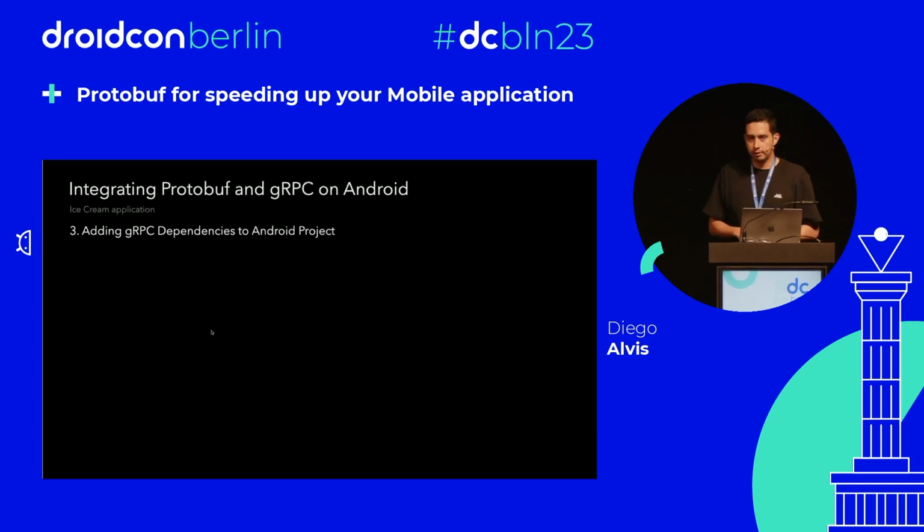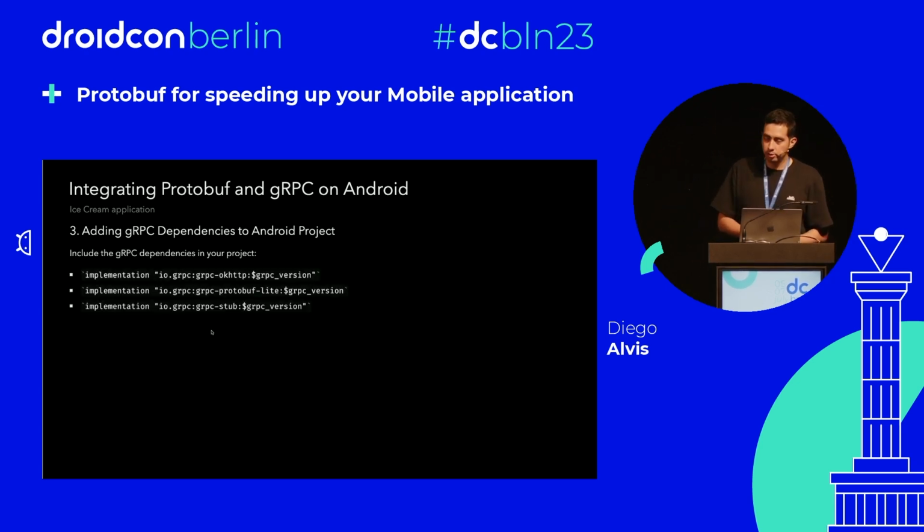Once we have defined the proto file, let's add the dependencies to our project. To add them, I just listed these ones. However, there are more if you want extension functions and fancy stuff, but these are, let's say, the most basic ones that you need to run gRPC on your project.